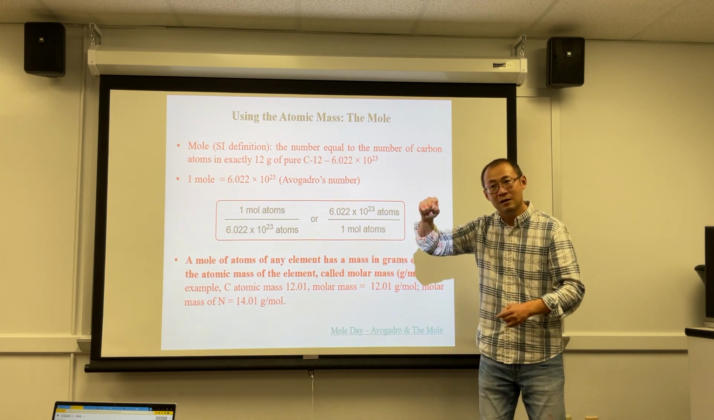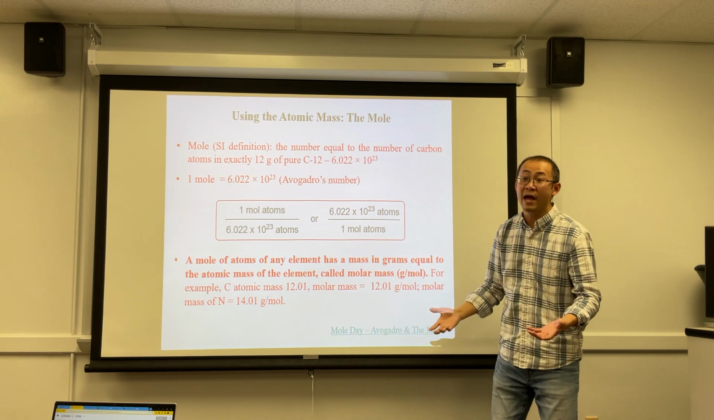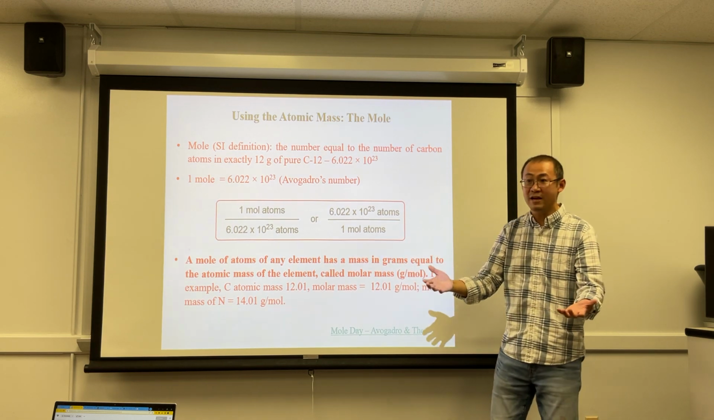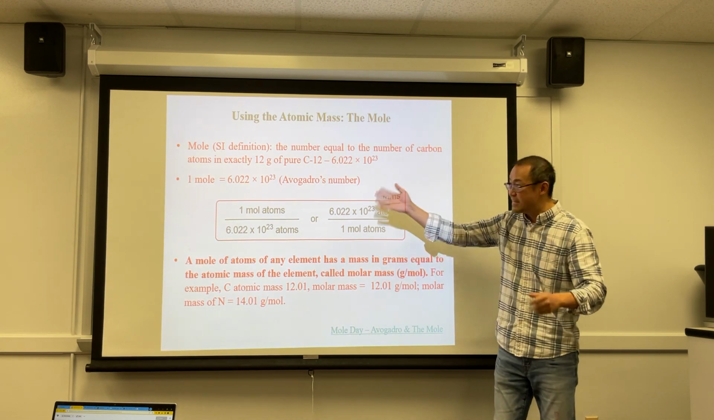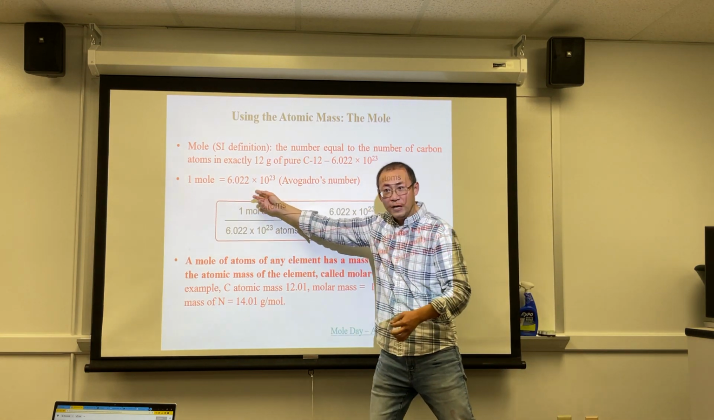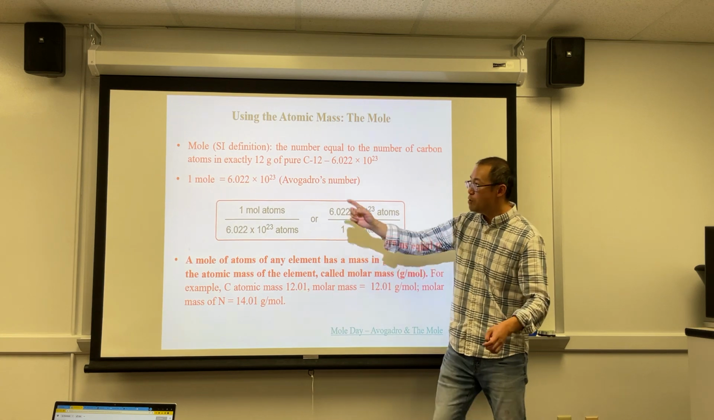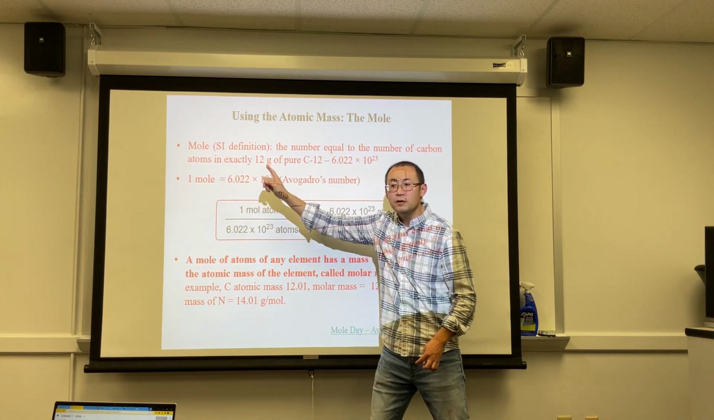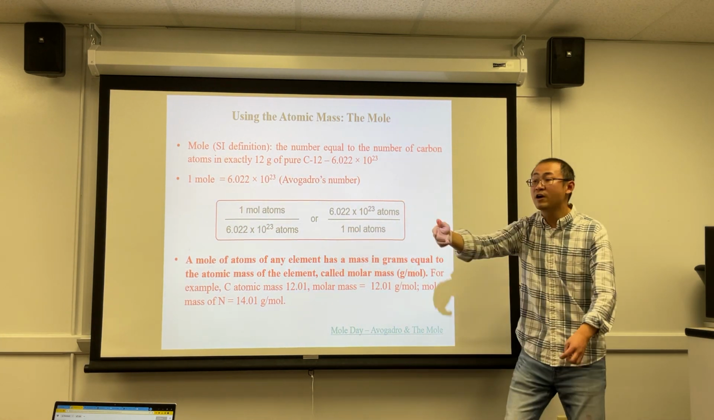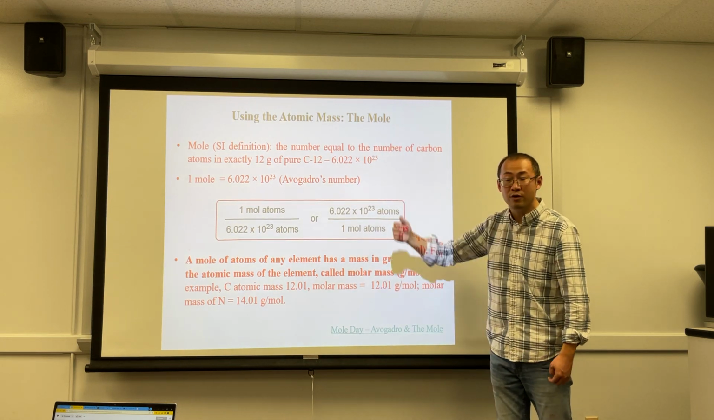A dozen is a what? Is a number. Because 12, you're doing what? Counting, right? A dozen eggs means what? 12 eggs. So you're doing counting. The same. A mole is what? 6.02 times 10 to the 23rd. It's just a bigger dozen. But again, remember, mole, we're talking about a number. A mole of computers means 6.02 times 10 to the 23rd computers.